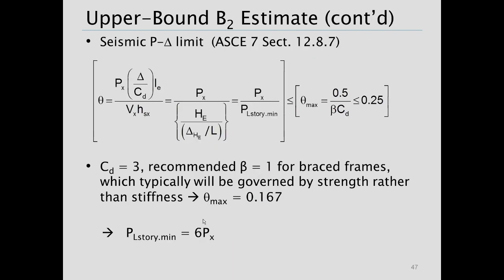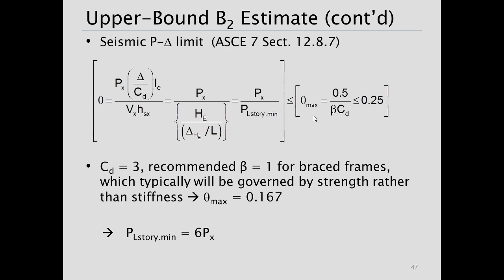Well, here I'm showing you the seismic P delta equation from ASCE 7, section 12.8.7. We can basically simplify this theta equation here, basically our stability coefficient, down to P sub x, that we'll define on the next page, divided by a PL story minimum. Basically, once we consider that delta over C sub D, it's taking us back to an elastic limit, that'd be delta H sub E. We need to keep that less than a theta max, which would be 0.5 over beta over C sub D, but not greater than 0.25.